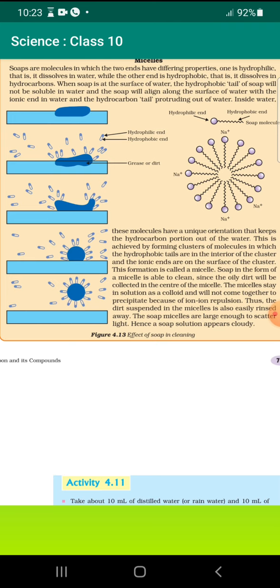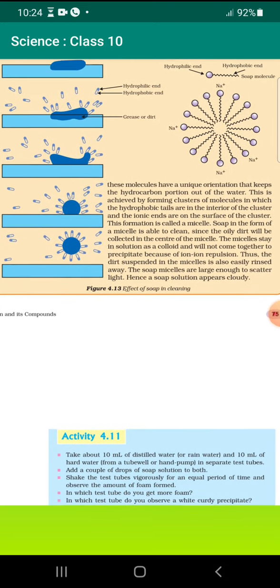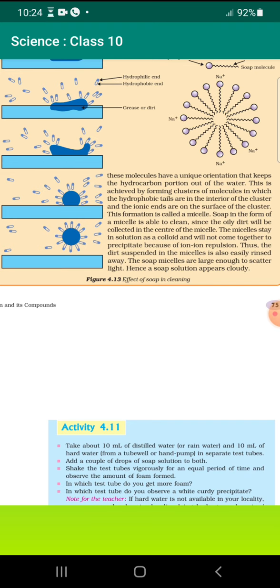When soap is at the surface of water, the hydrophobic tail of soap will not be soluble in water, and soap will align along the surface of water with the ionic end in water and the hydrocarbon tail protruding out of water. Inside water, these molecules have a unique orientation that keeps the hydrocarbon portion out of water.